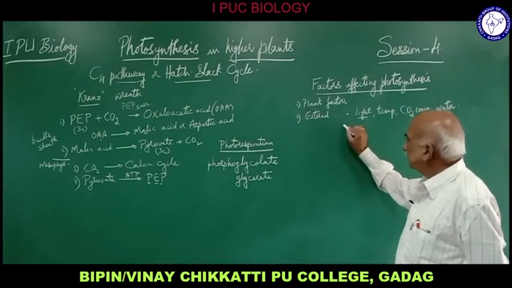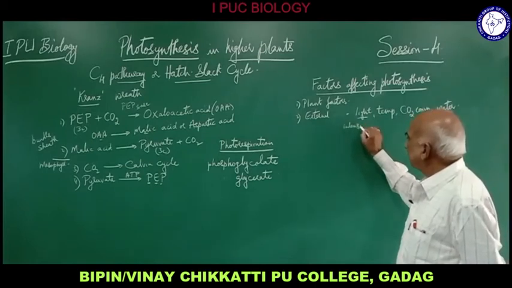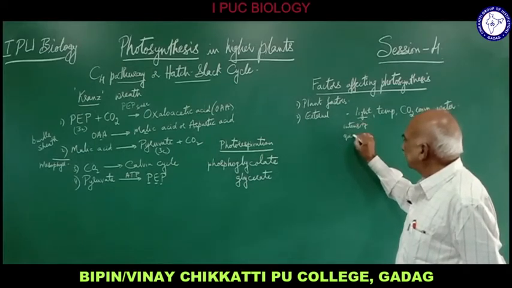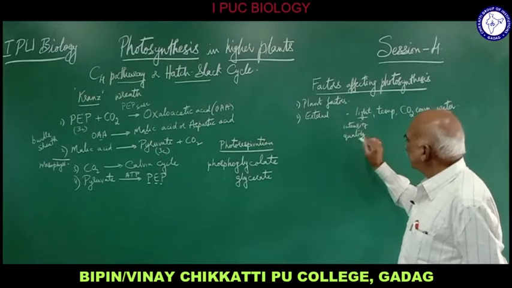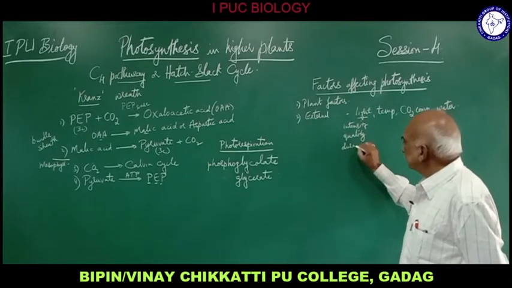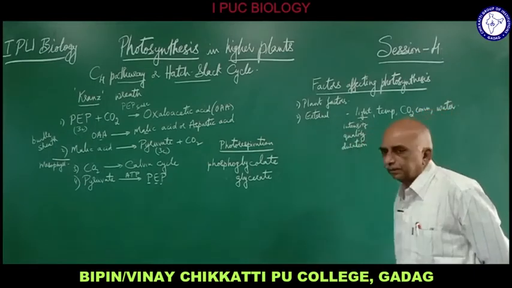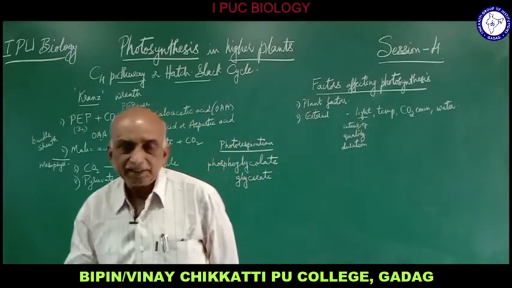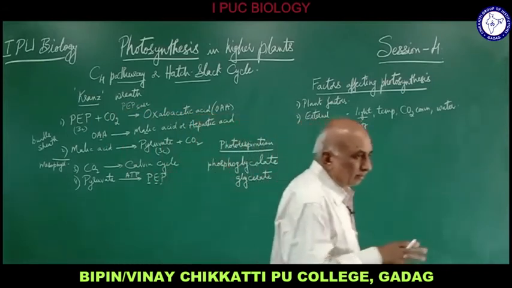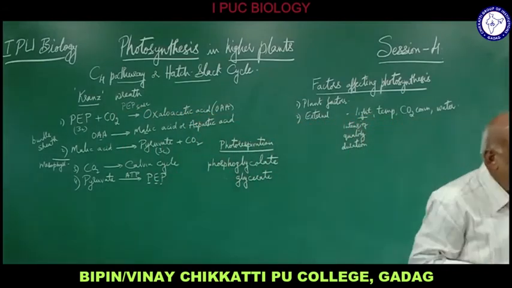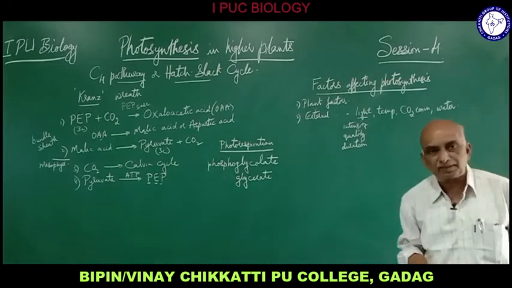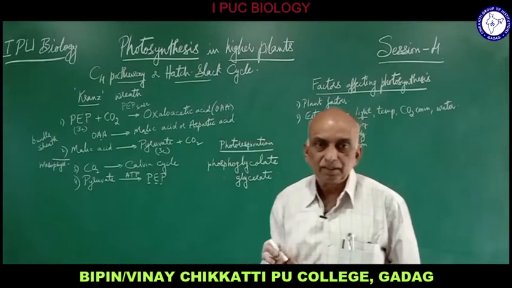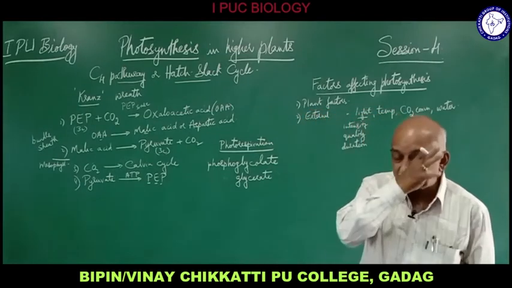The light intensity, the light quality, and the light duration are important. Intensity of the light: how much intensity of light is necessary? When we take the unit of foot candles, about 2500 foot candles of light intensity is necessary for photosynthesis.